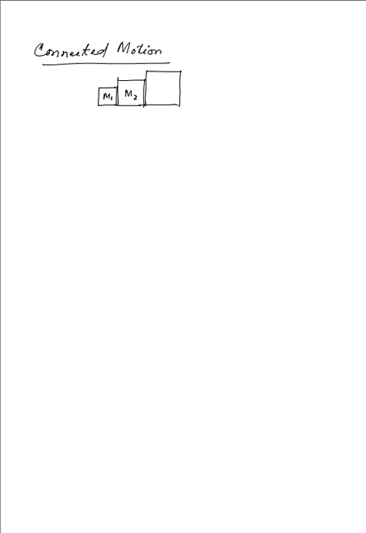Now, let us consider connected motion. In the case of connected motion or contact motion, we have objects kept in contact with one another. Suppose we have three objects of different masses: a mass m1, a mass m2, and a mass m3, connected to one another, in contact with one another, and we are applying a certain external force from one end.